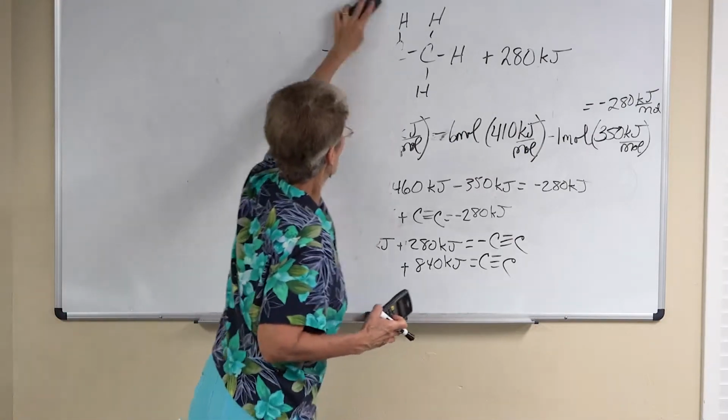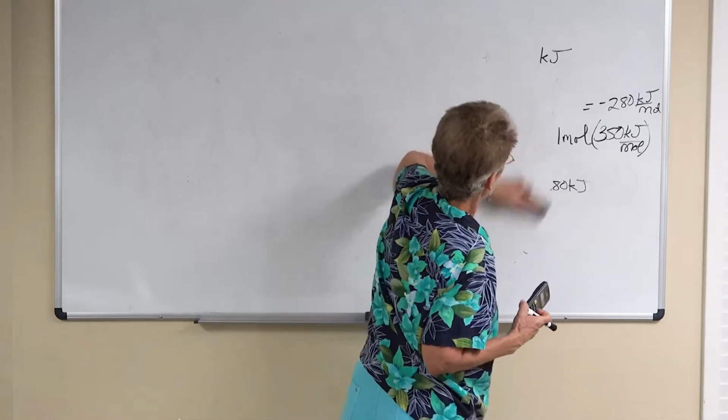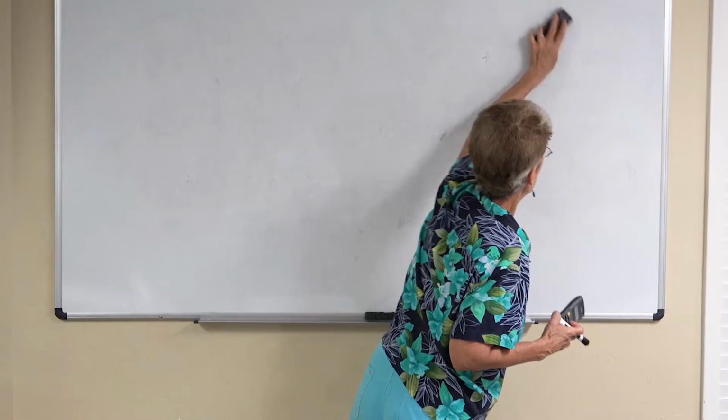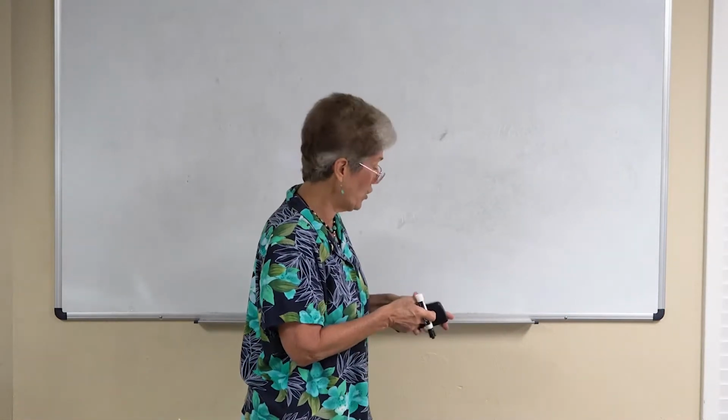Remember, when you're using the Lewis structures, you have to work from left to right. So you figure out the bond energies of the reactants and then subtract the bond energies of the products. And only when you're using the Lewis structures are you going to do that. Otherwise, you're going to do it the other way and go products minus reactants.